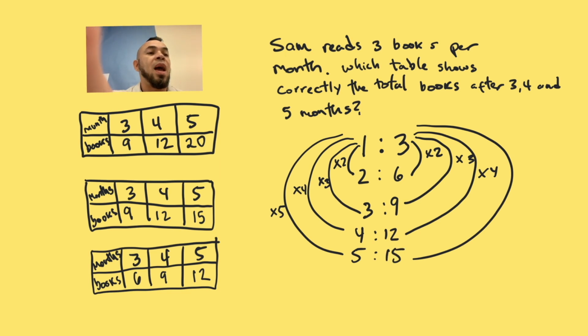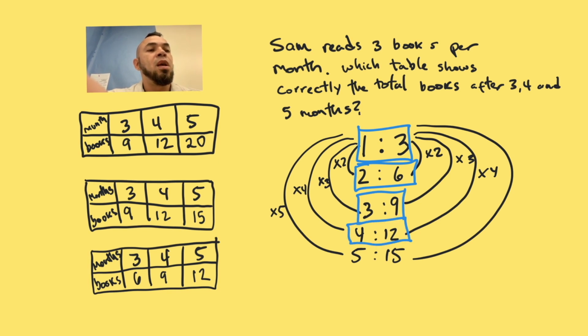So look at that. I have the breakdown for every month, you guys. So I have 1 to 3, 2 to 6. In 2 months, he's going to read 6 books. In 3 months, he's going to read 9 books. 4 months, 12 books, and 5 months, 15 books.